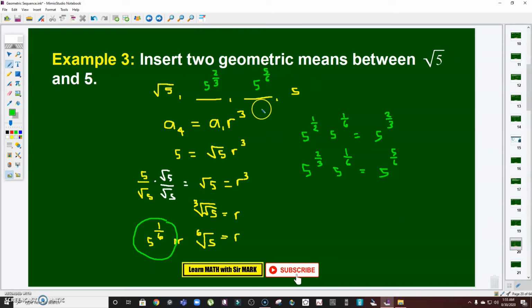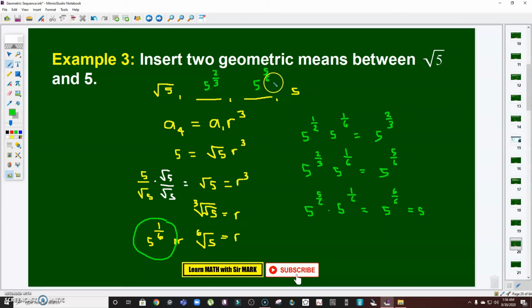Pero syempre, you have to check it. Dapat, if I multiply the third term, which is 5 raised to 5 over 6, times the common ratio, 5 raised to 1 over 6, dapat ang sagot is the fourth term, which is 5. Let's verify it. Same base, add exponents: 5 over 6 plus 1 over 6 is 6 over 6. Tama naman. So that's equal to 5. There you go.